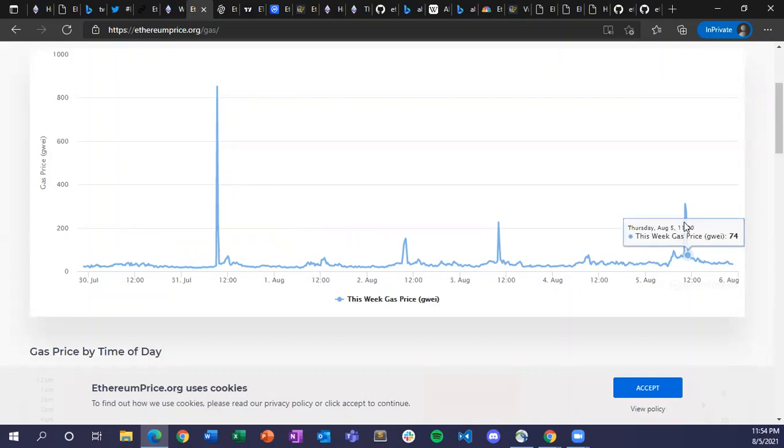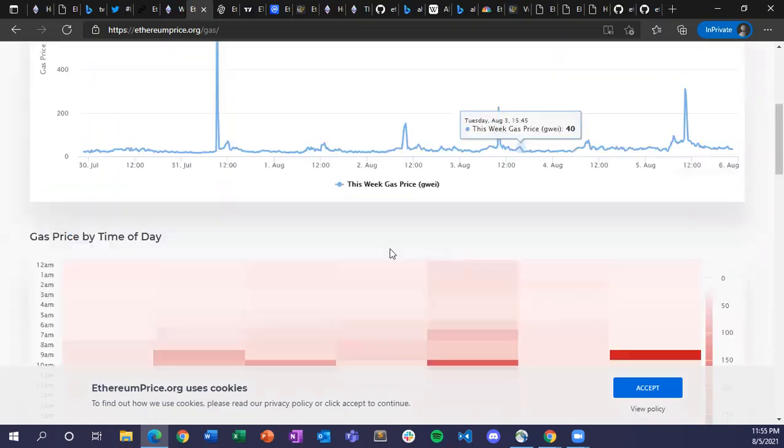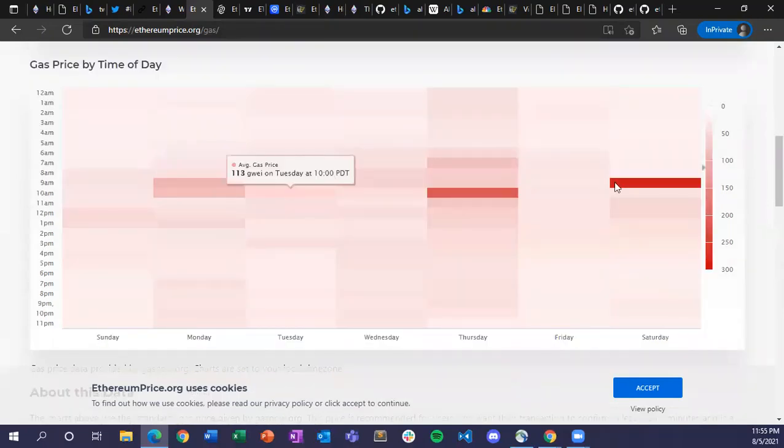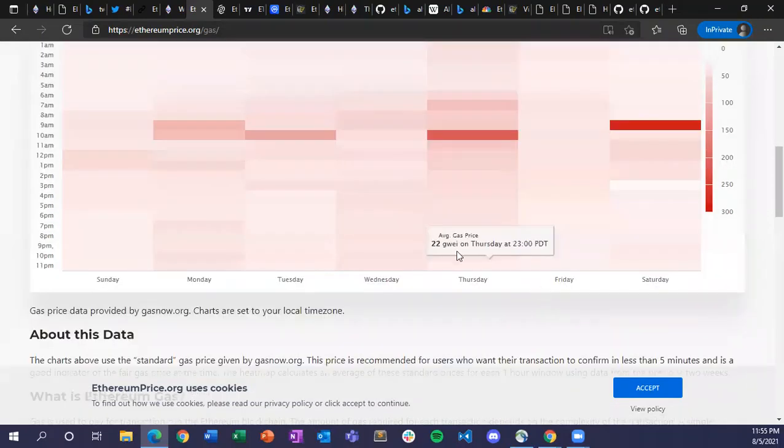If we go to Thursday, August 5th, here we see this little spike right here. Not really little, it goes all the way to 300, but then it comes back down to about 30. So it's been hanging around 30 for most of the time. And it's interesting here, it breaks down the gas price by time of day. So we see here that looks like at Saturday at 9 a.m. PDT, the average gas price is 279. So interesting to note that there are certain periods throughout the week, each hour, that it's higher.